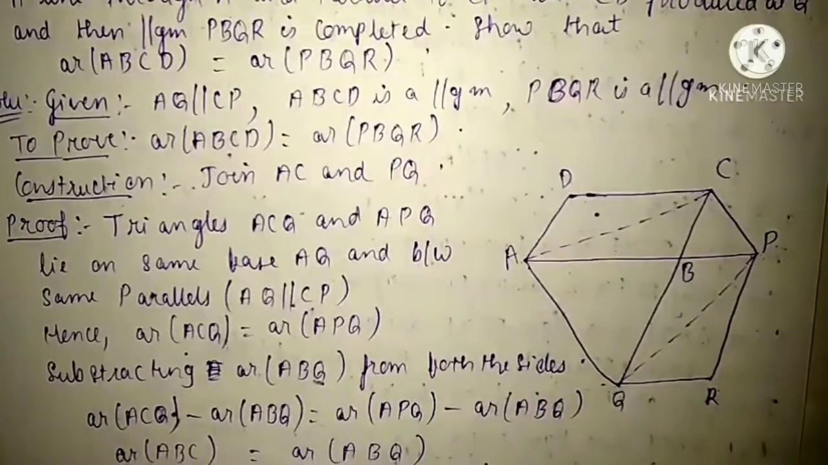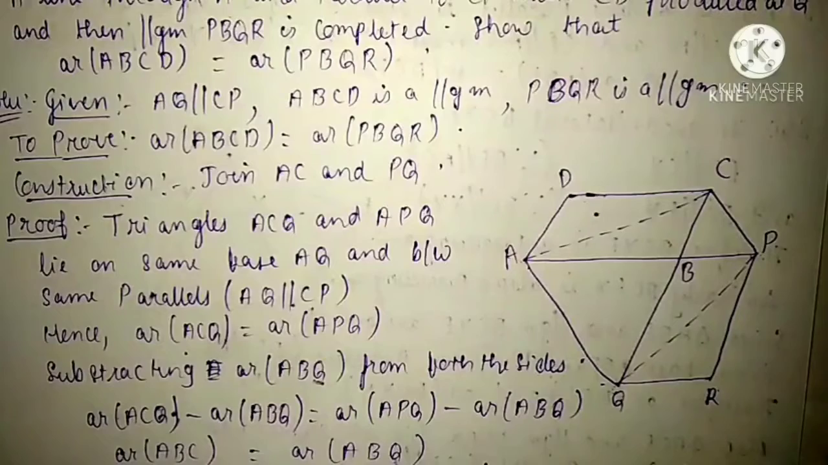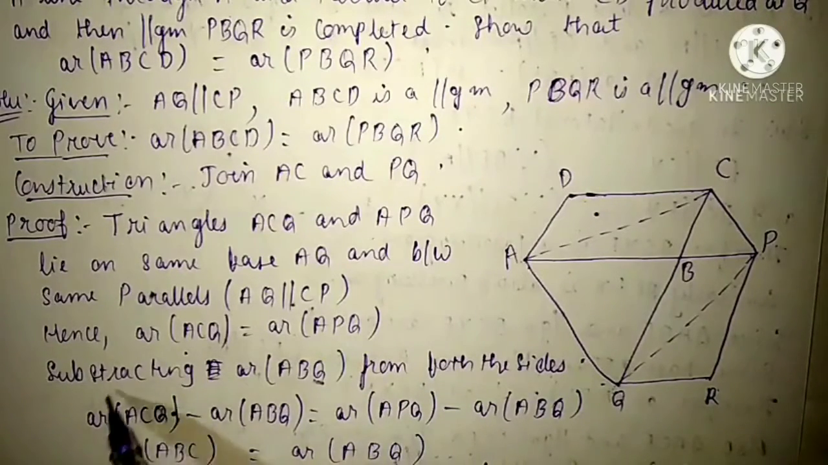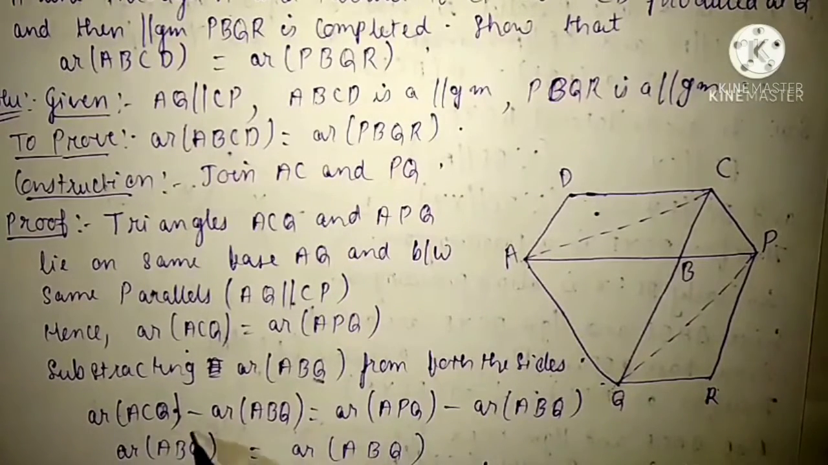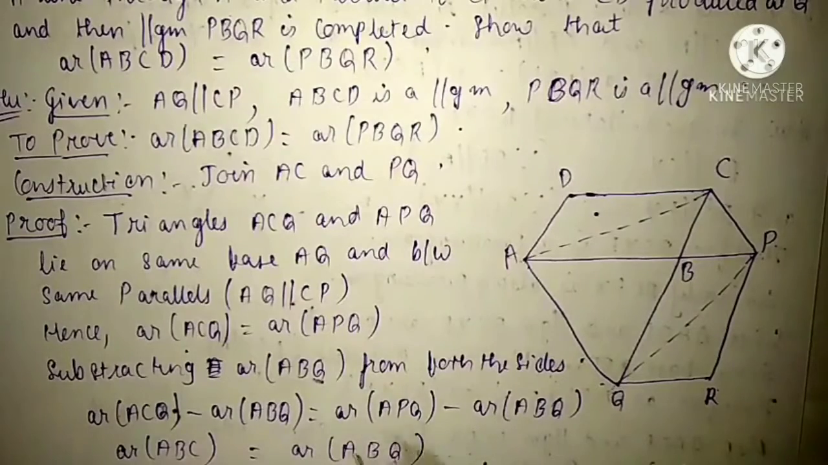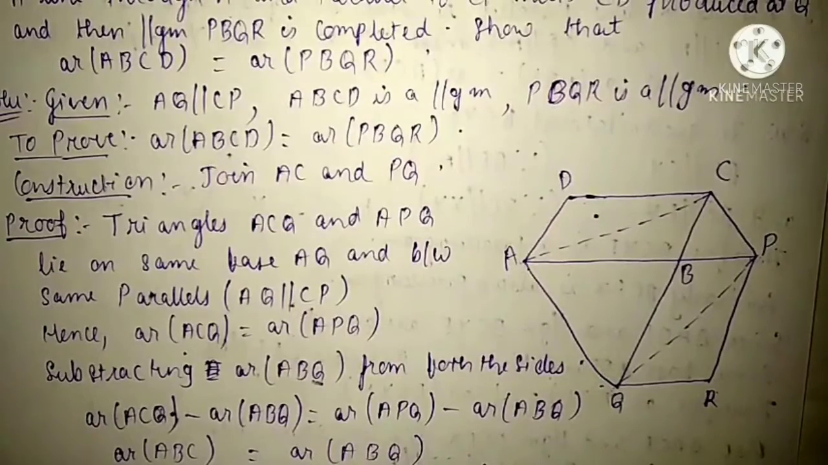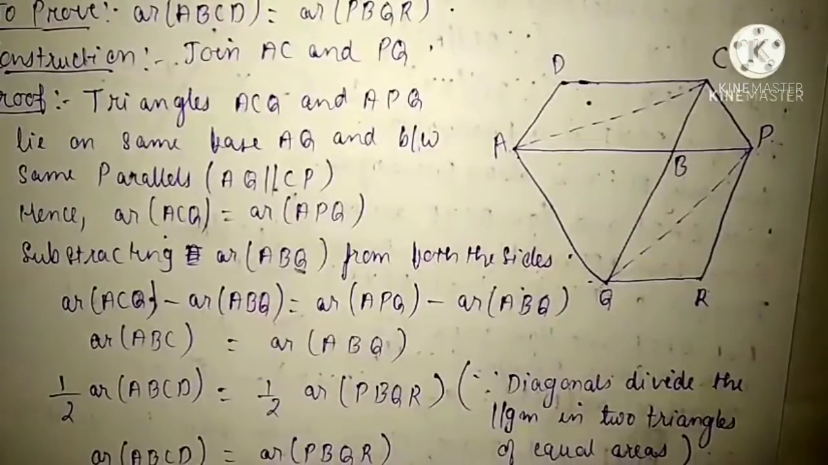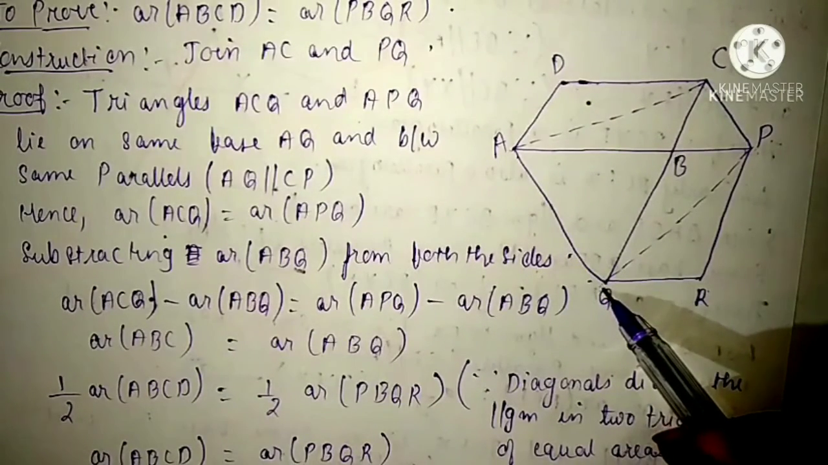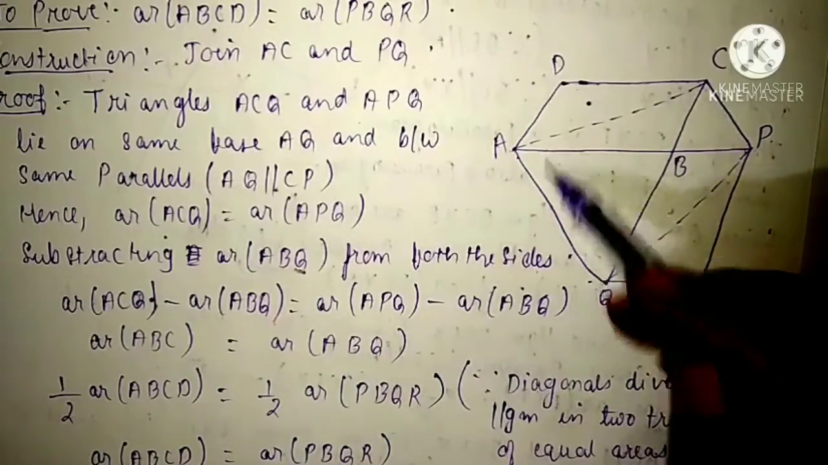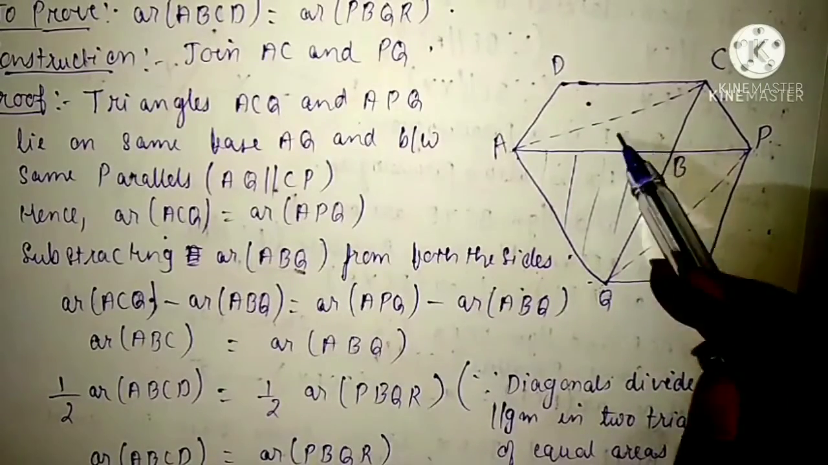Now what we will do, we will subtract area of ABQ from both the sides, okay. So subtracting area of ABQ from both the sides, area of ACQ minus area of ABQ is equals to area of this APQ minus area of ABQ. Now see, where is ACQ? This is ACQ, okay. Now from this triangle, if we will remove ABQ, this, so what will be left? Only this part will be left.